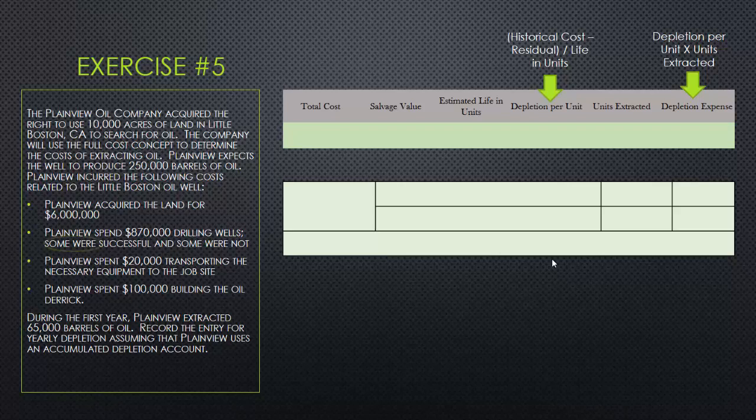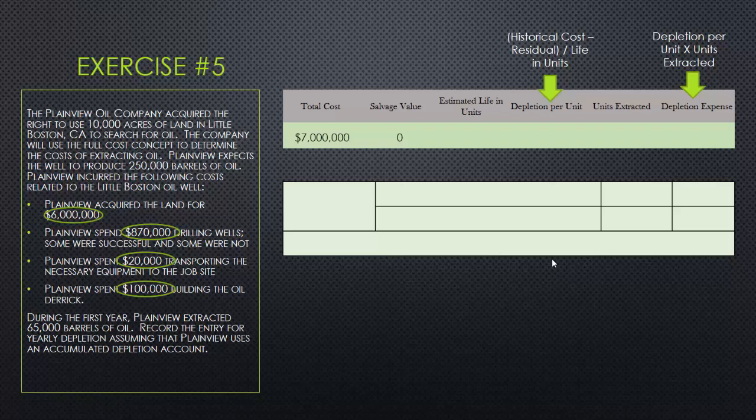Well, they spent $6 million to acquire the land. They spent $870,000 drilling wells. They spent $20,000 transporting the equipment to the site, and they spent $100,000 to build the oil derrick. So in this example, just as in Exercise 4, they spent $7 million to get the well up and running. And because it's a natural resource, its salvage value is going to be 0.